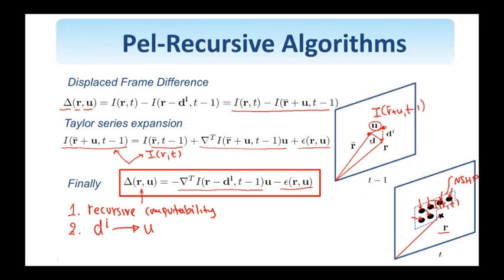And clearly we see from the equation here that u equals d minus d of I. Such a pel-recursive algorithm is useful in cases such as video compression, when the motion field needs to be encoded and transmitted from the encoder to the decoder. Clearly, if a pel-recursive algorithm is used, the decoder can perform the same operations in estimating the motion as the encoder does, and therefore the motion vectors do not need to be encoded and transmitted from the encoder to the decoder.